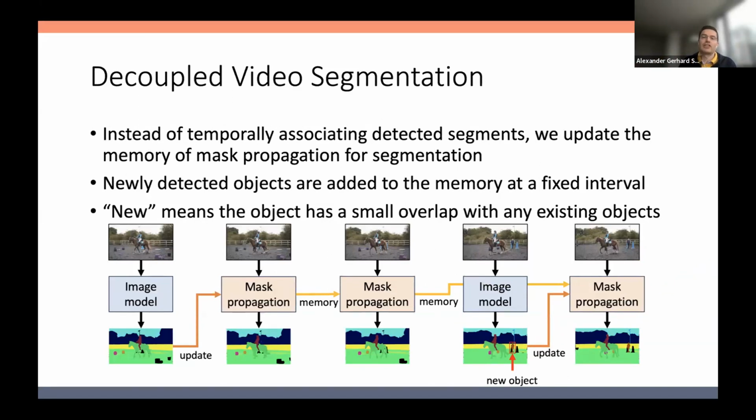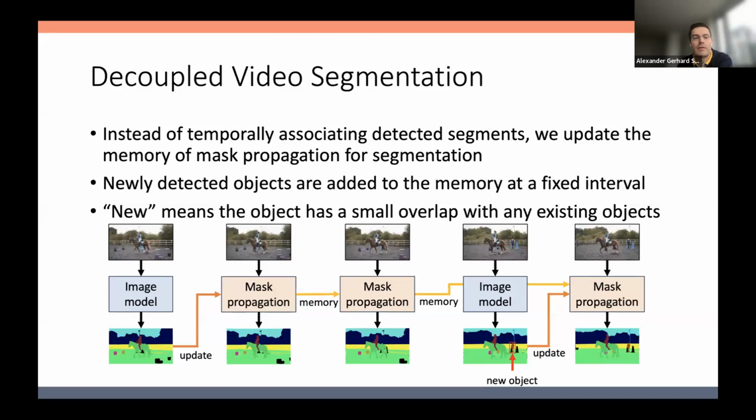So instead of essentially doing the operation at the output, let's do it at the input and store appropriate information within the memory before we then retrieve it. So these newly detected objects are added to the memory at fixed intervals. And then the segmentation simply reads from the memory, as I described before, with these object queries, for instance. Now, new in our case means that the object has a small overlap with any existing object, so that allows us to recover and identify new objects if they appear.